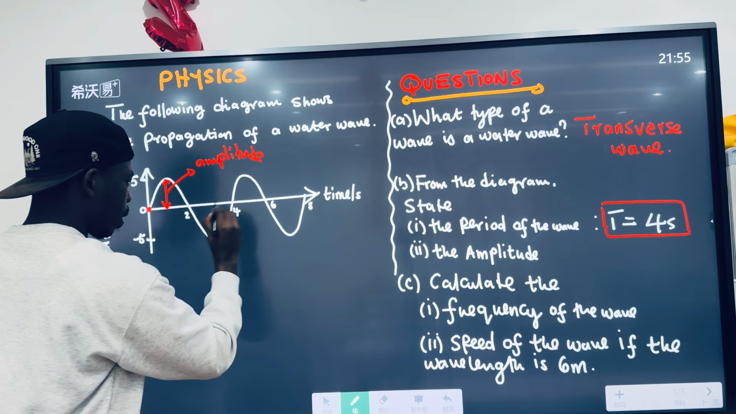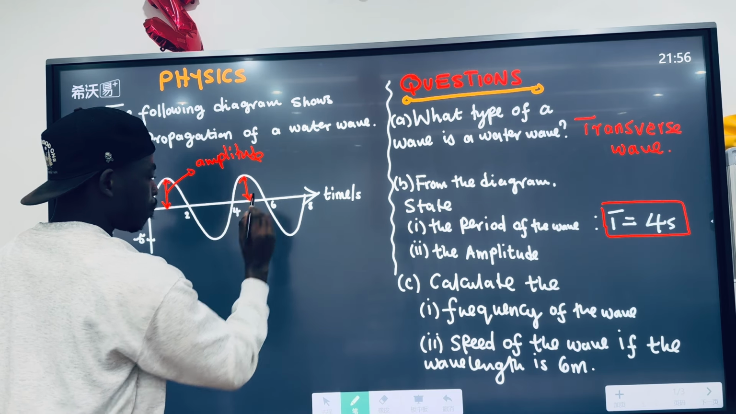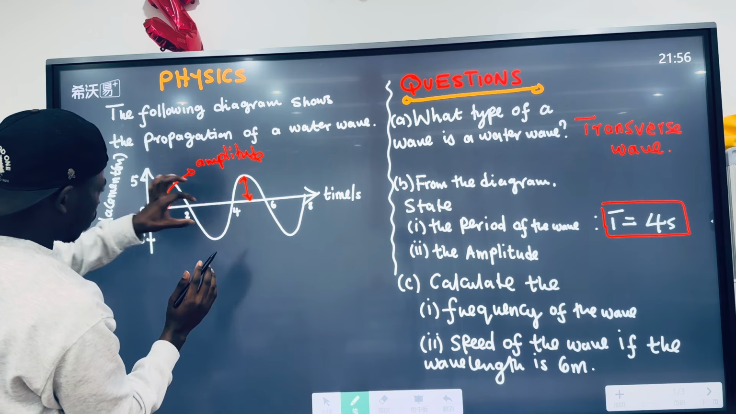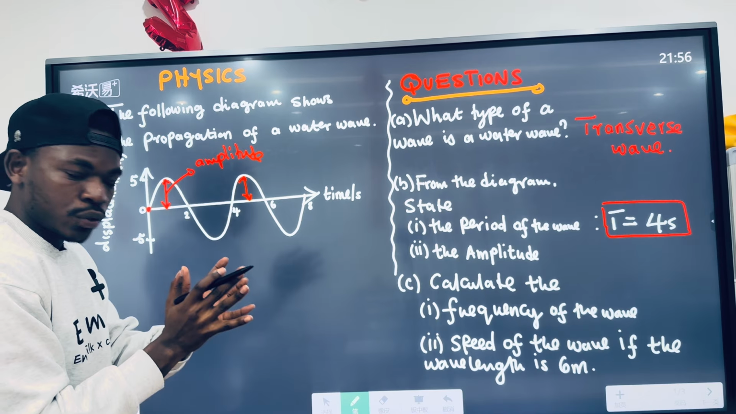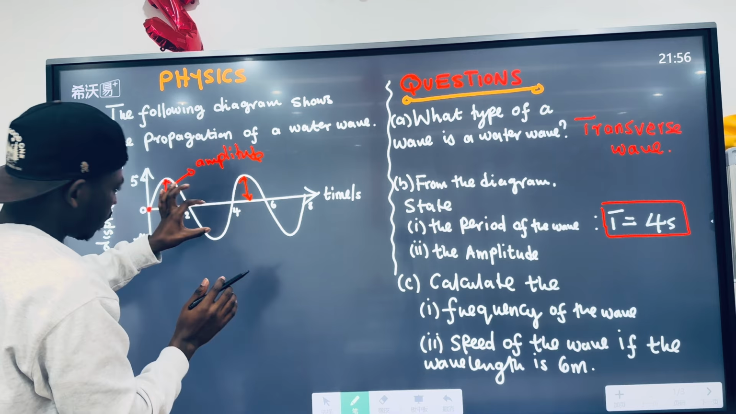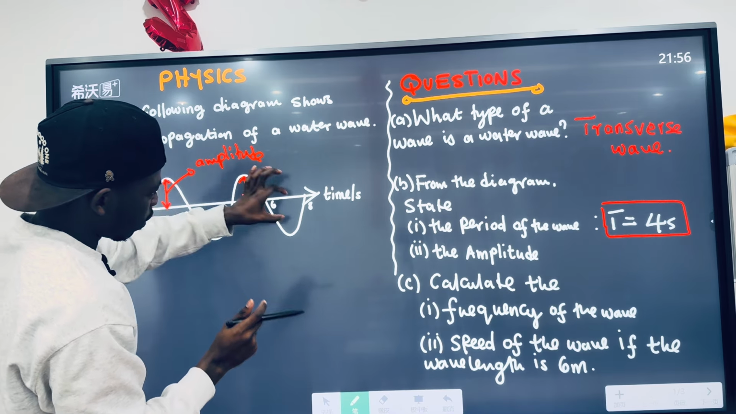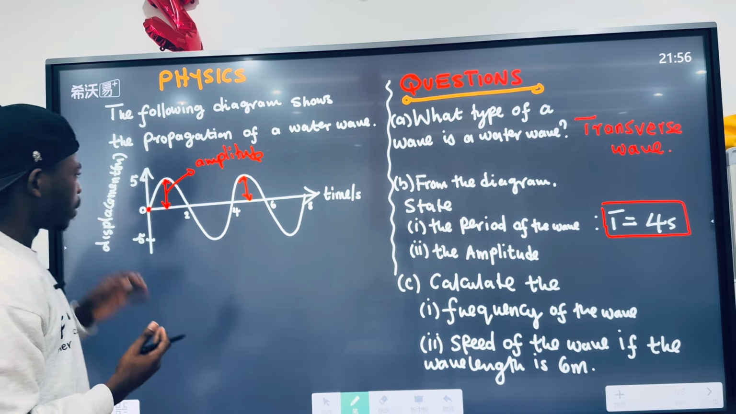Amplitude. This one here should be a positive value. This value and that value are the same, okay? Just that this is negative, but when you're stating the amplitude, it should be positive. So this is 5, this is also 5, that is 5, that is also 5. So amplitude in this case is what?